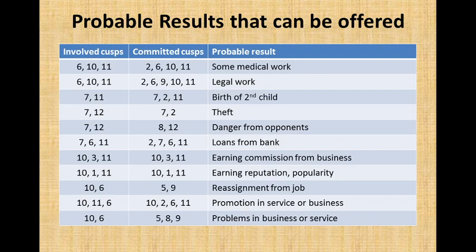Involvement of 7 and 12, and commitment with 7 and 12, that's theft or robbery. Involvement of 7, 12, and commitment with 8, 12, that's danger from opponents. Involvement of 7, 6, 11, and commitment with 2, 6, 2, 7, 6, 11, that's loans from banks.